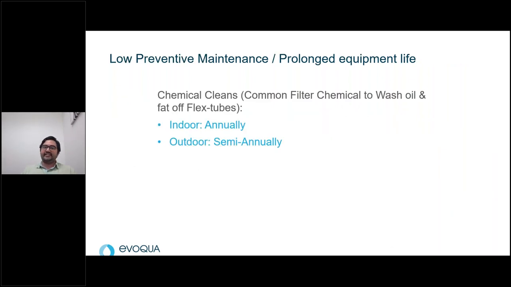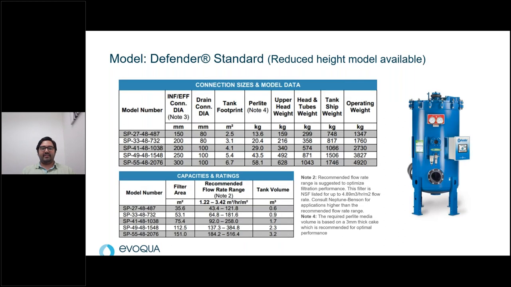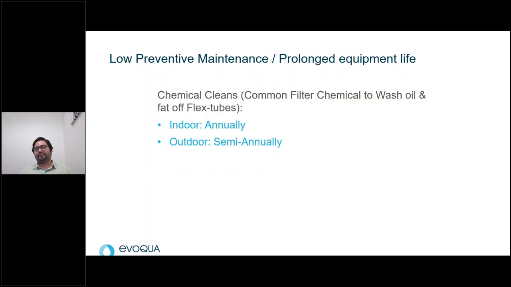Okay, there is a preventive maintenance schedule for the Defender filter. One of it is to do a chemical clean. Basically, on the collection system, the flexible tube inside the Defender filter tank, sunscreen, body fat, or oil may stick onto the collection system. Therefore, it requires a chemical clean. For an indoor pool, we would advise chemical cleaning once every year. For an outdoor pool, we would advise twice per year. This is also to prolong the life of the system.